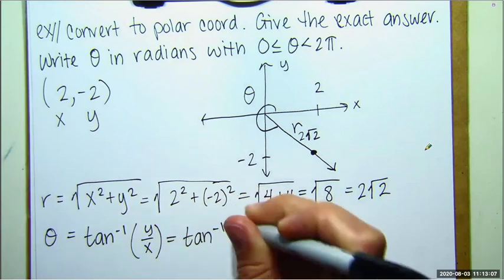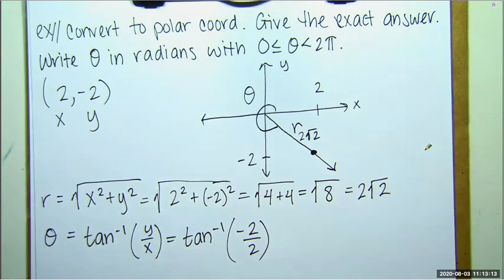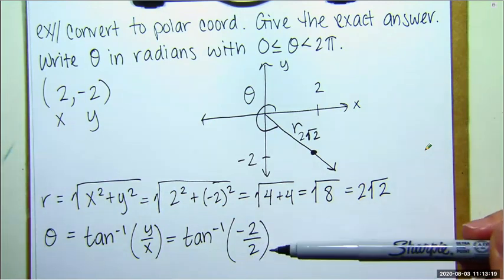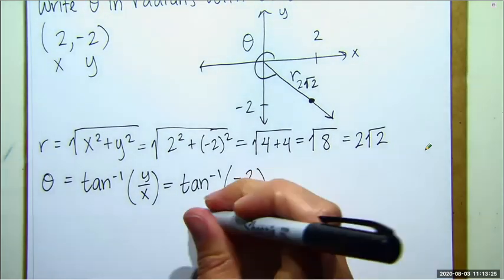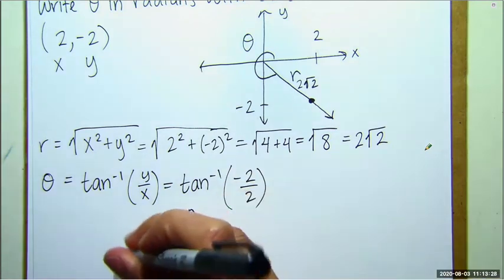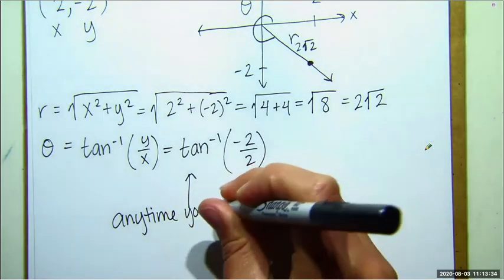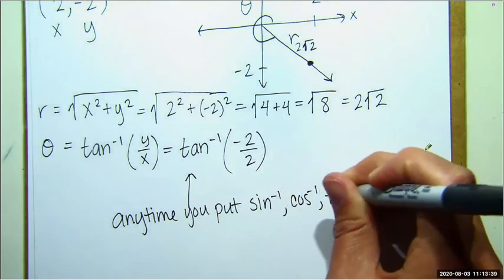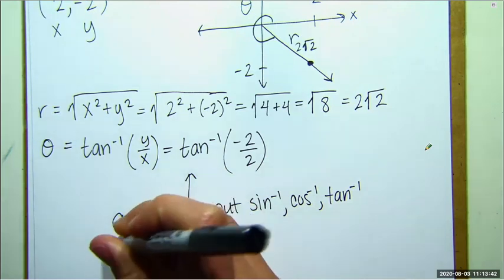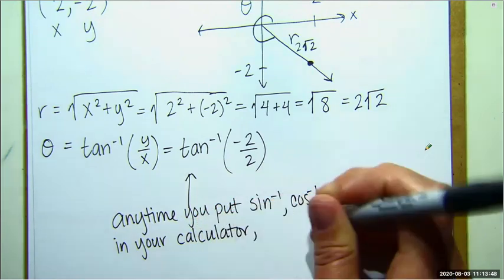So we have inverse tangent of -2 over 2. All right, in your calculator, or you can do this one by hand if you'd like. The first thing you want to make sure you do, anytime you use inverse sine, inverse cosine, or inverse tangent, anytime you put inverse sine, inverse cosine, or inverse tangent in your calculator, you should be in degrees.